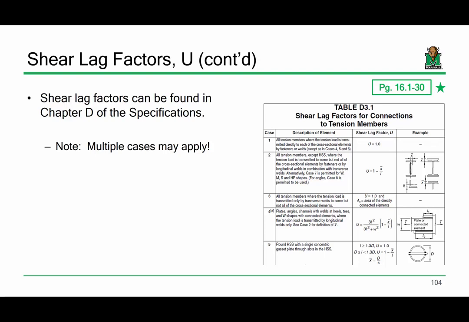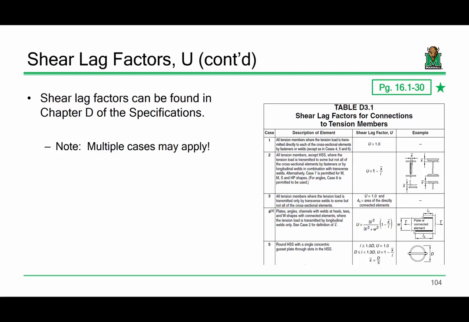Okay, all right. So case number 1 is saying if all of the elements are connected, U is 1. And case number 2 is saying if some of the elements are connected, here's our formula. And it says 1 minus X bar over L. We're going to talk about what each of those mean here in a second. All right. Now, a couple things. It gives you some caveats. It says all tension members except HSS. HSS stands for hollow structural shapes or hollow structural steel. Basically, we're talking about tubes, like rectangular square tubes. So we don't have to worry about that here.